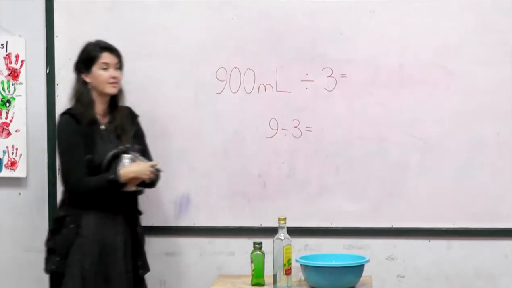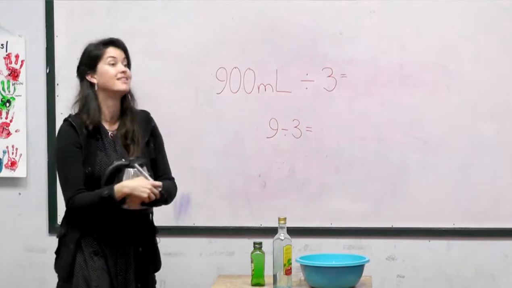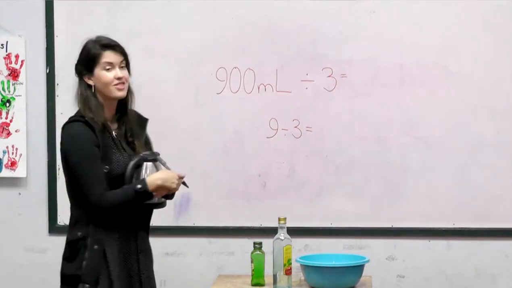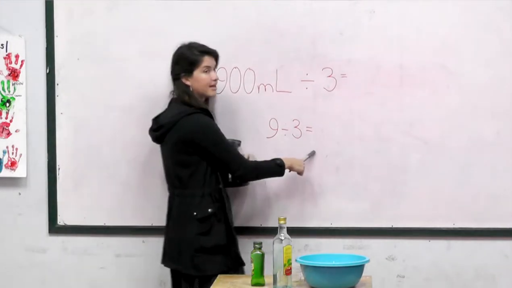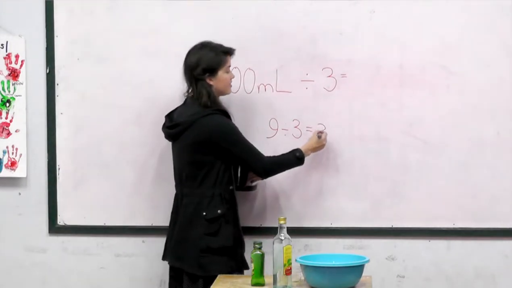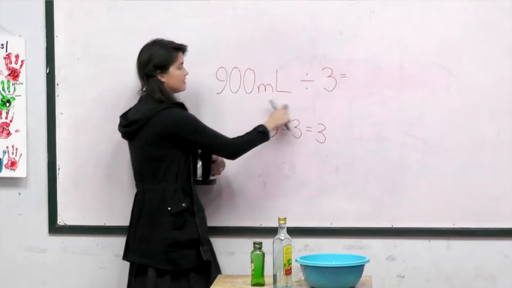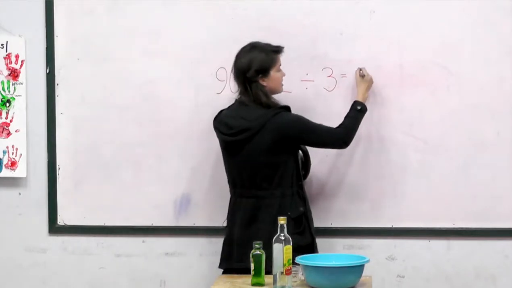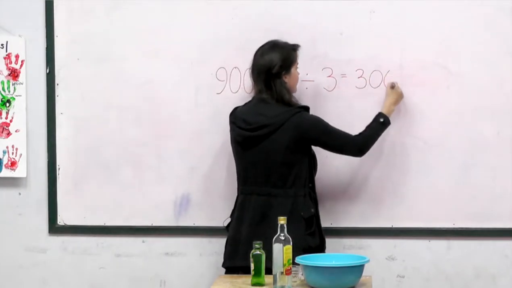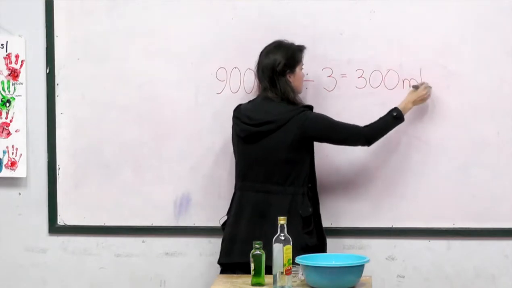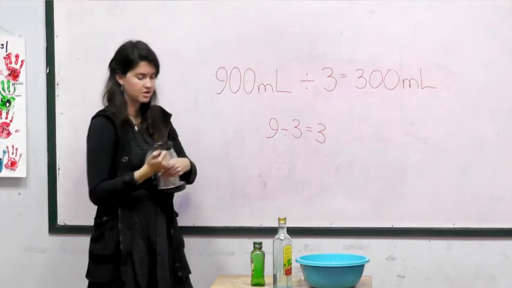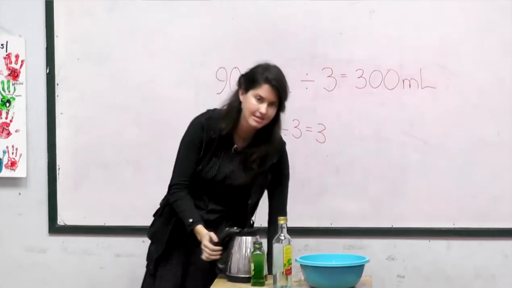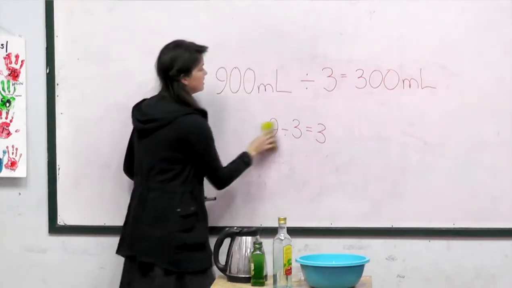Think about 9 divided by 3. What's 9 divided by 3? 900 divided by 3 equals what? 300. Okay? So remember, you can use your math facts when you have big numbers in the hundreds. Okay, friends? We're going to do one last one.